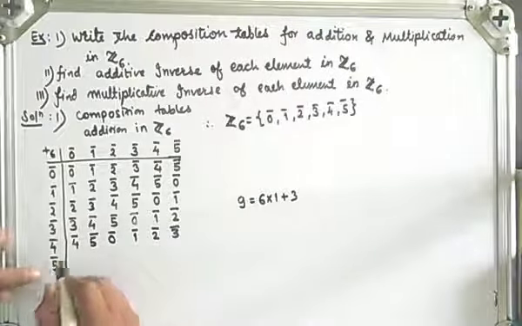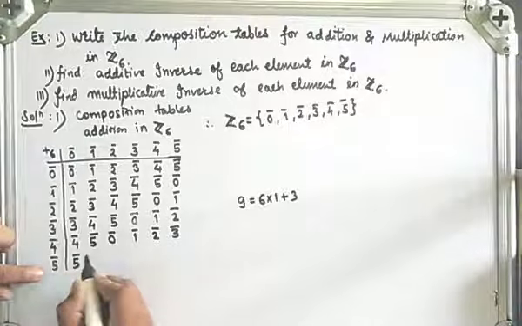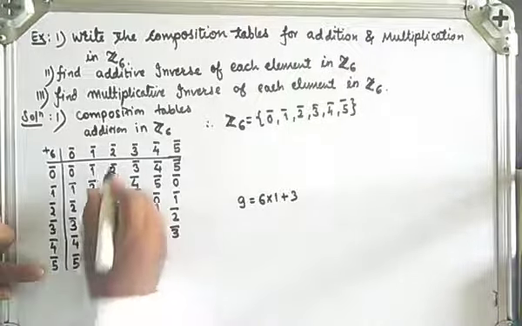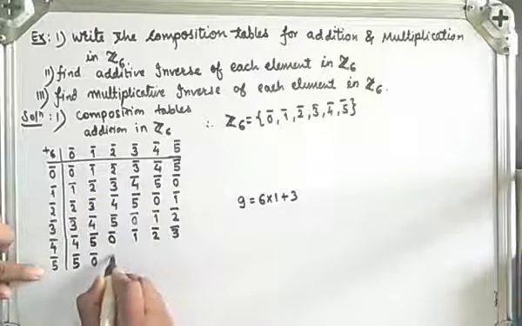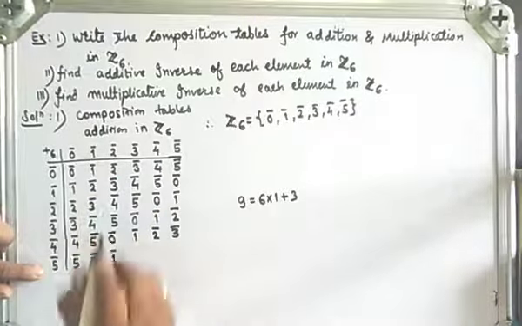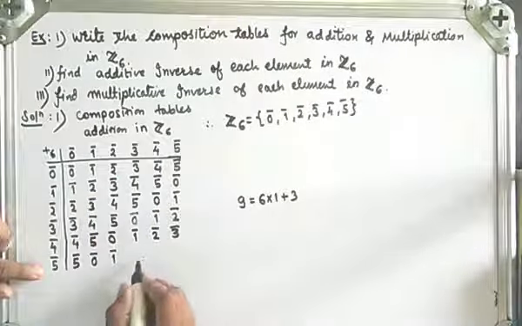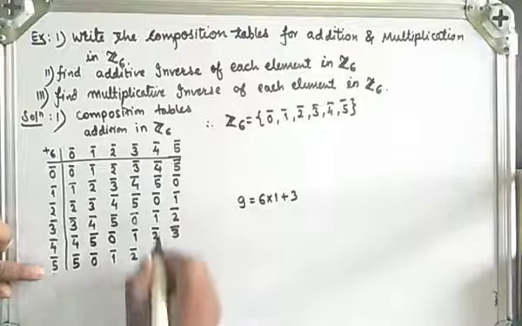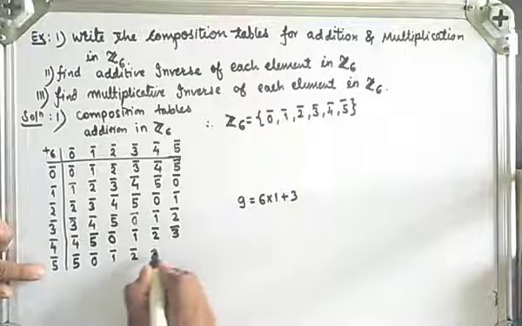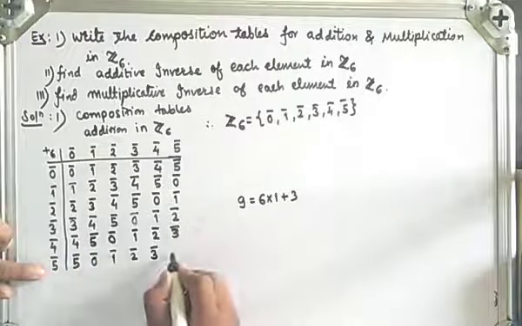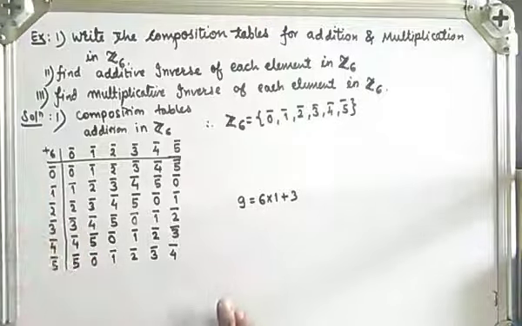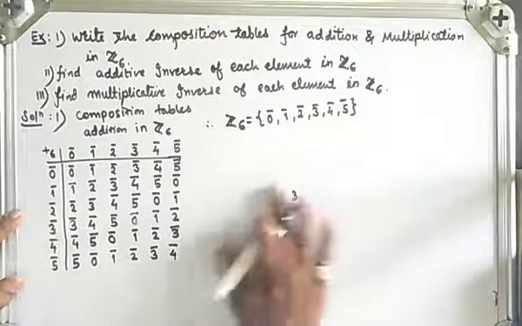Next, 5 plus 0 is 5, 5 plus 1 is 6, and when divided by 6 we will get 0 bar. 5 plus 2 is 7, divided by 6 we will get 1 bar. 5 plus 3 is 8, 8 modulo 6 we will get 2 bar. 5 plus 4 is 9, modulo 6 will be 3 bar, and 5 plus 5 is 10, when divided by 6 we will get 4 bar. And this is the addition modulo 6, which is the composition table of addition modulo 6.